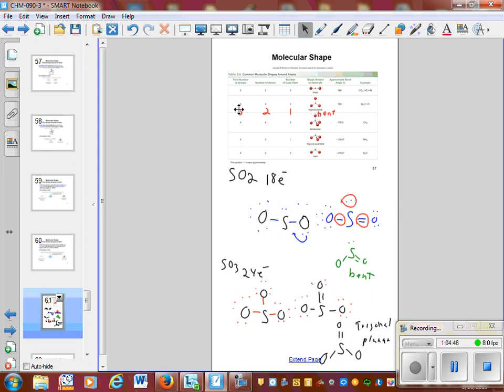Can you go over the 2 choices again? There are 2 choices for bent. You can have 3 groups around the central atom with 2 atoms attached and 1 lone pair. That'll give you a bent. You can have 4 groups around a central atom, 2 lone pairs, 2 atoms attached. That'll also give you bent.